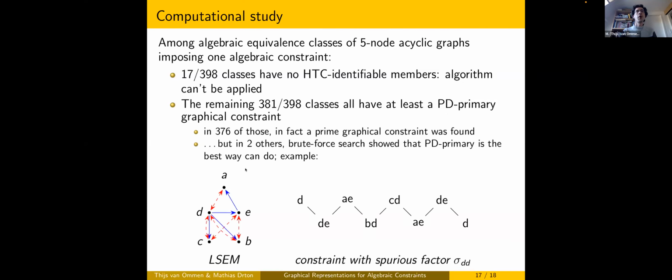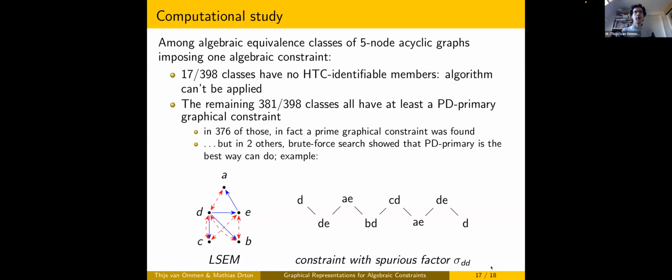But also there were two other equivalence classes where it turned out that the algorithm could only produce a constraint that's PD primary but not prime. And according to the brute force search, indeed there exists no graphical constraint corresponding to the actual prime polynomial. So this graphical constraint represents a polynomial which is equal to this spurious factor times the actual prime polynomial. And there is no graphical constraint that describes the prime polynomial exactly.